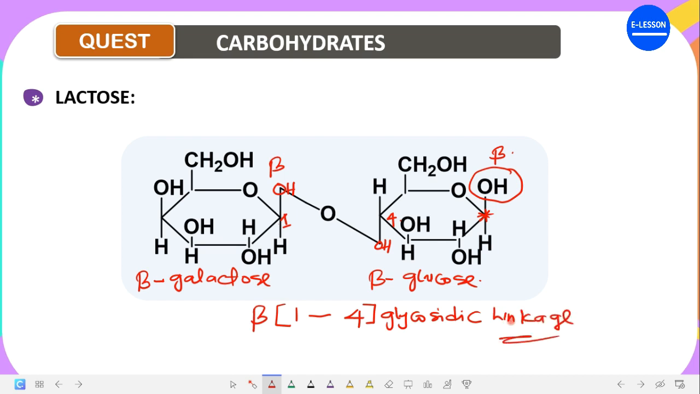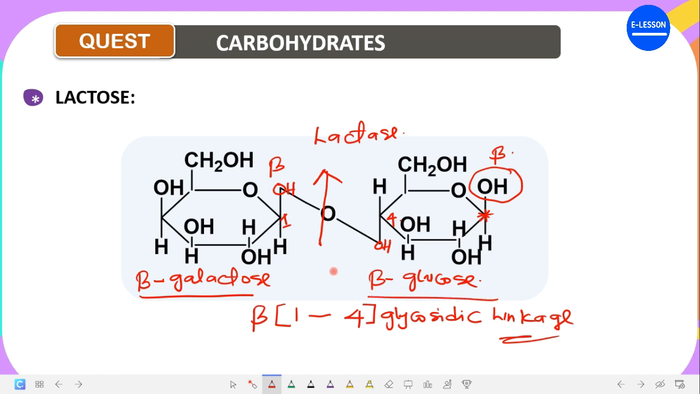Beta 1,4 glycosidic linkage. Now there is a disorder that is called lactose intolerance. There is an enzyme that will split lactose into the component monomers, which make it up, beta galactose and beta glucose, and it is called lactase. Is called what? Lactase. This enzyme splits it down to give us beta galactose and beta what?